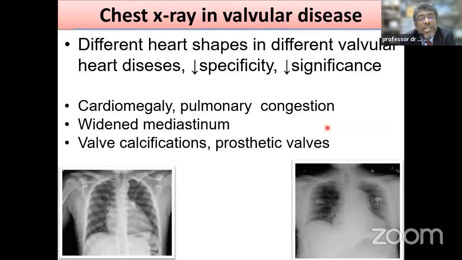On chest X-ray, usually we get cardiomegaly. As there is aortic regurgitation, there is regurgitation of the valve, so there is a volume overload on the left ventricle, and that may lead to dilation of the left ventricle. So we usually get dilatation of the left ventricle, that is, cardiomegaly. As well as cardiomegaly, we can also get some calcification in the aortic valve, and there may be a prosthetic valve if a valve replacement has occurred. Following valve replacement, on chest X-ray we can see a metallic prosthetic valve also.